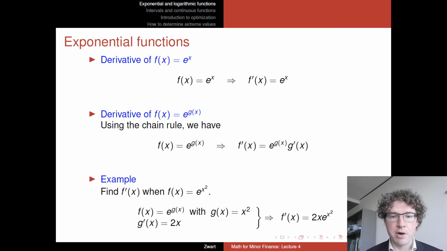So e to the power x squared. Now the interior function, or the g of x if you wish, is just squaring. So g of x is x squared.